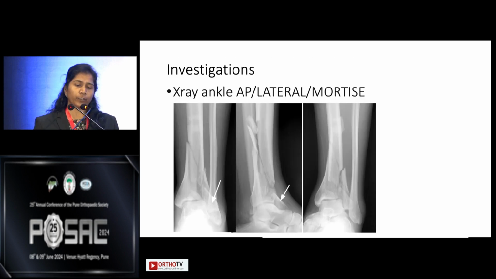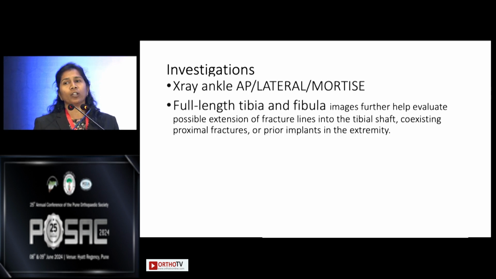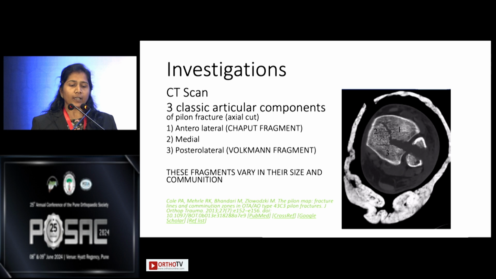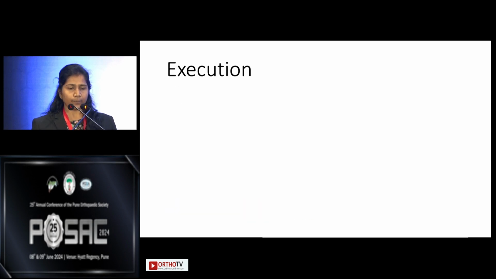Investigations, usually what we do are X-rays: AP, lateral, and mortise. A full-length tibia fibula should always be obtained, as it can help us to know whether there are any coexisting proximal fractures or any prior implants in the extremity. A CT scan is a must to understand the geometry and plan the surgery well. The three classical articular components that we should look for in the axial cuts are the anterolateral, medial, and the posterolateral. Their size and comminution varies.